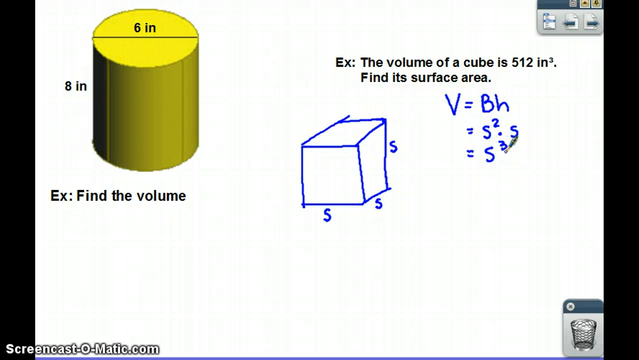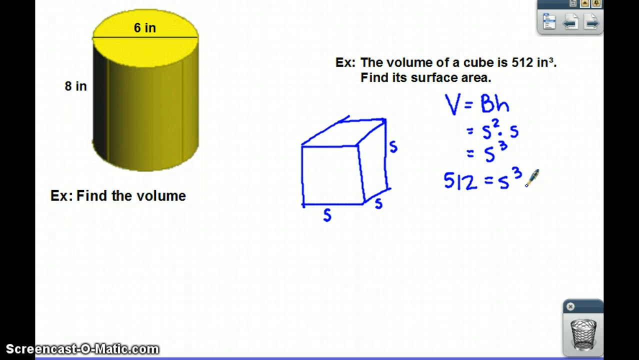I know the volume is 512. So now I can find the side. What I'm asking myself is, what number cubed gives me 512? Well, to solve for S, we're going to have to take the cube root.